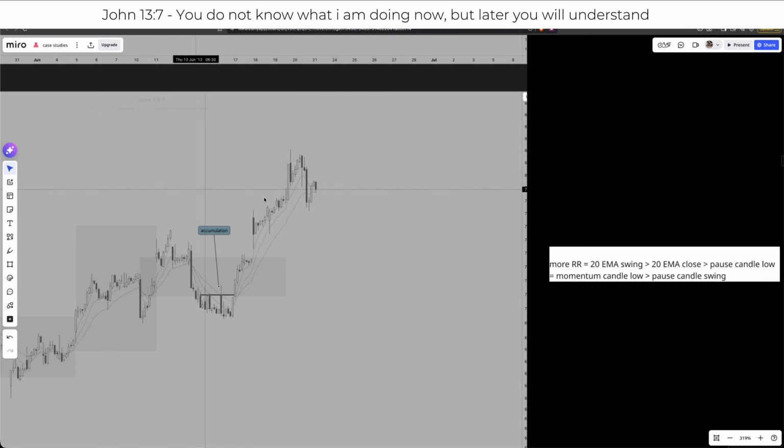Yeah, so you have the 20 EMA swing, which would literally still be in this trade, but I didn't take enough data for it. But just out of the screenshot, the 20 EMA close would be right here. So I'd be taken out right here, but this is still more than the pause candle low, which would be here. This is the pause candle low. And then the momentum candle low would be like boom, boom. This is a nice momentum candle right here, boom. And then you have the pause candle swing right here.